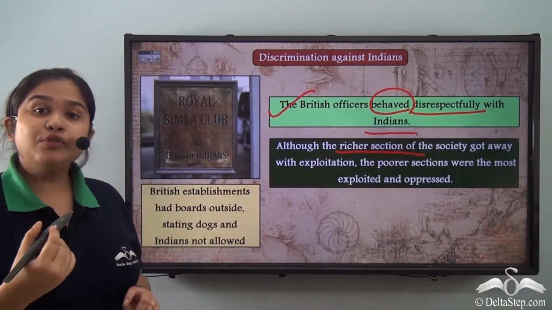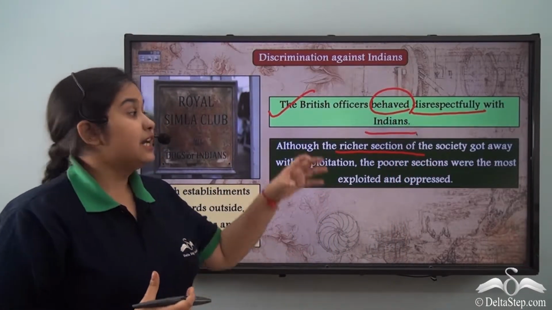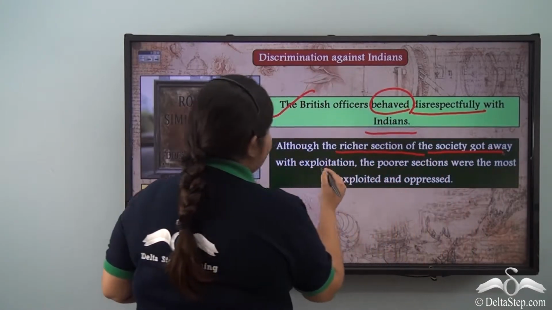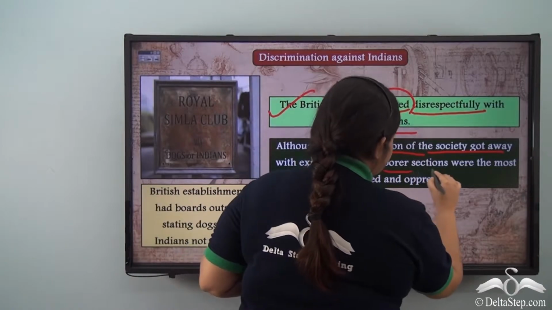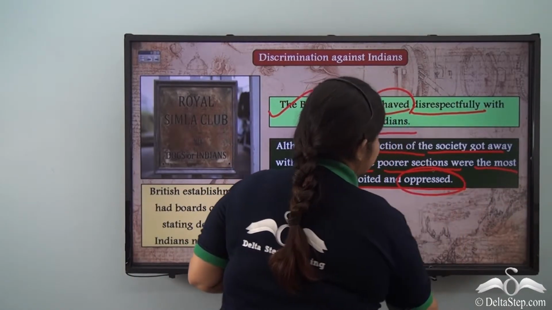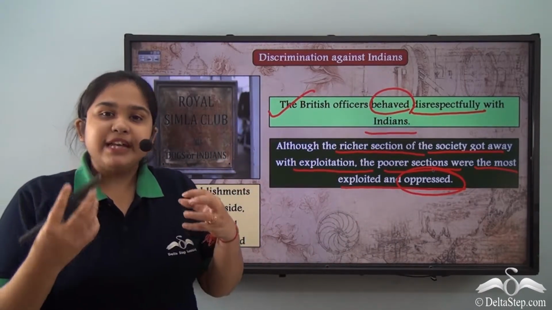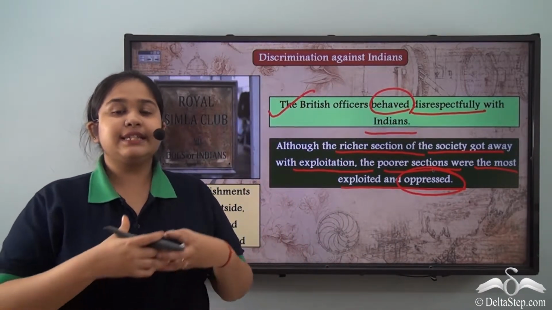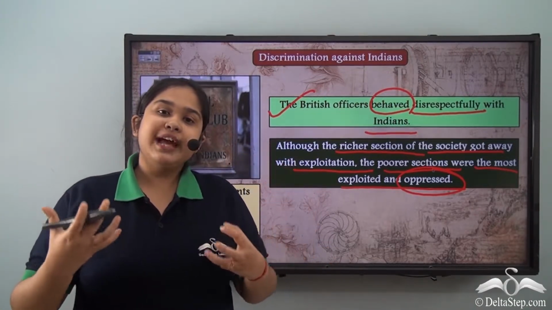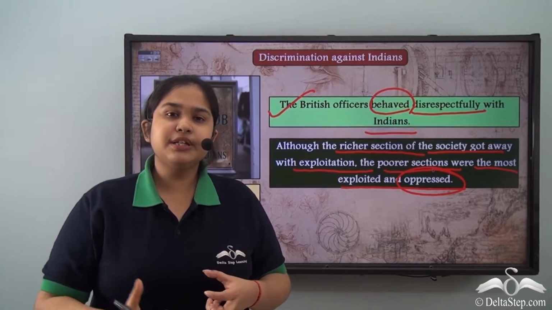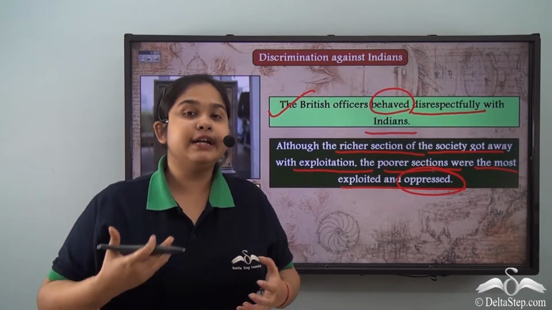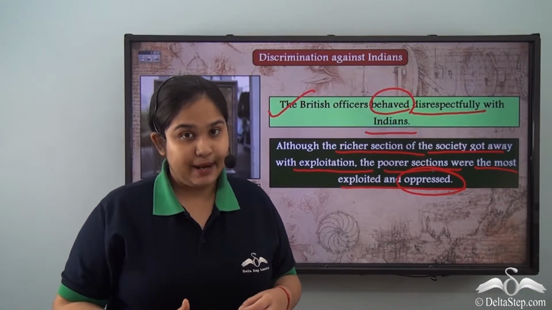But when it came to the richer section of the Indian society itself, that section got away with exploitation of the poor sections and oppressing them. So basically the aristocrats, the upper class, the moneyed class people would be supported by these Britishers because they held an amount of wealth that might be required later by the colonizers as well.